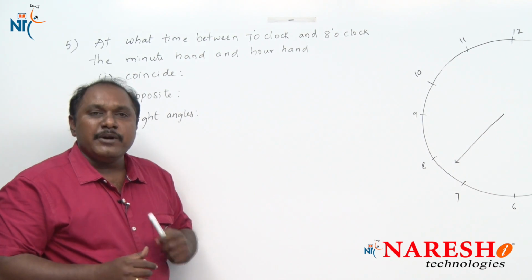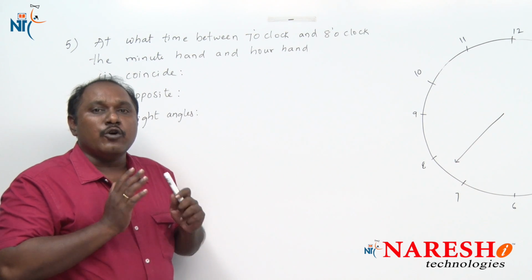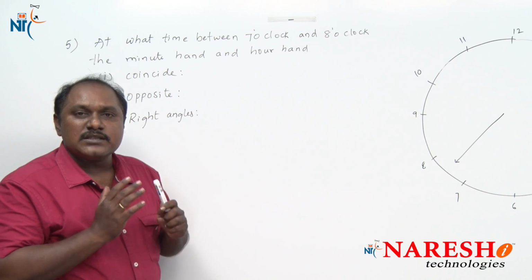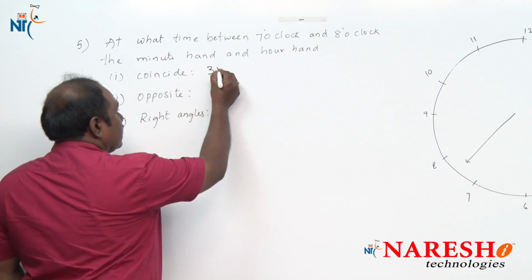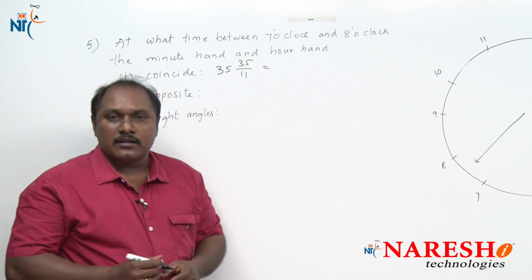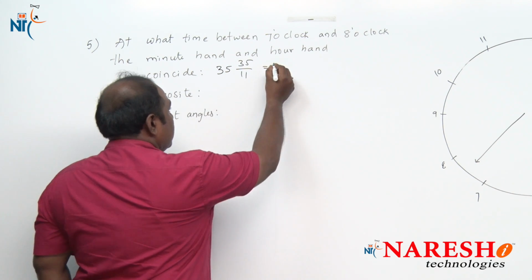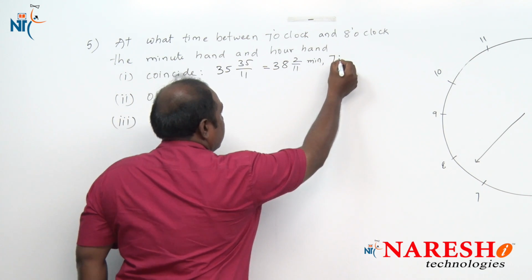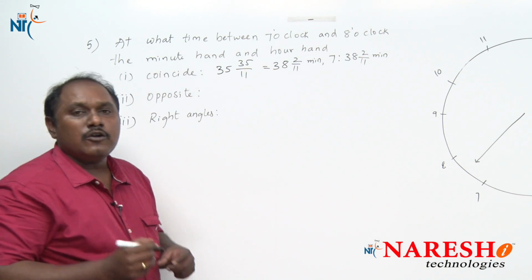If the hour hand is in between the numbers 7 and 8, definitely the minute hand and hour hand will coincide in between the numbers 7 and 8. Now, in this 7 and 8, what is the smallest number? 7. 7 represents how many minutes? 35 minutes. So, your answer is 35 by 11. Now, this 35 by 11 is 3 2 by 11. Add that 3 to this 35, it becomes 38 2 by 11 minutes. So, at 7:38 2 by 11 minutes, the minute hand and hour hand coincide.